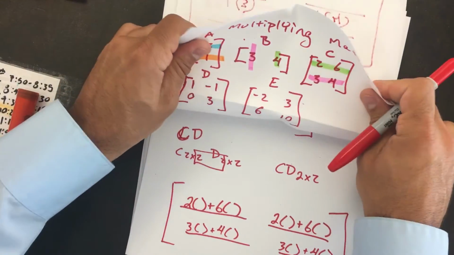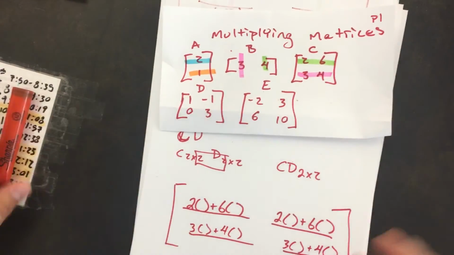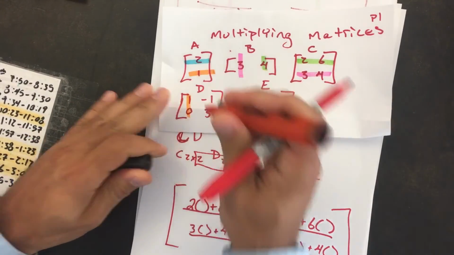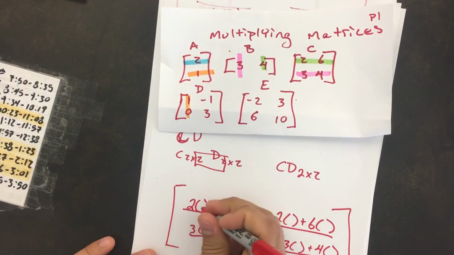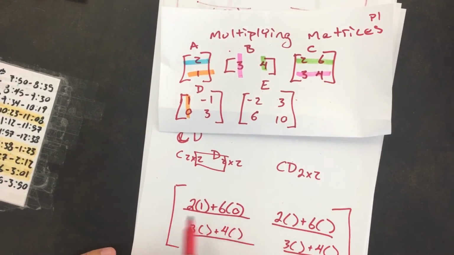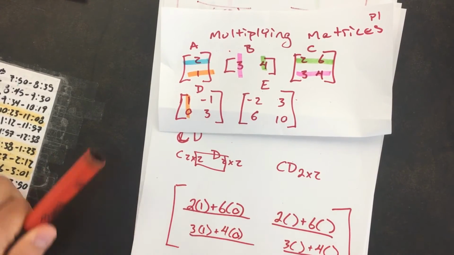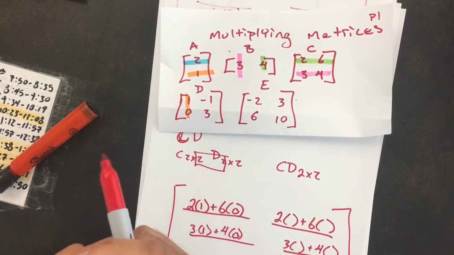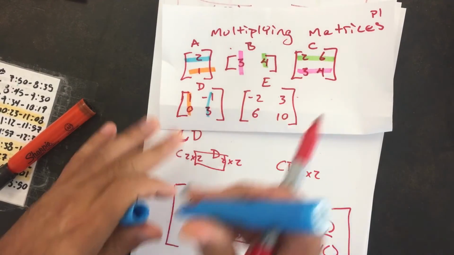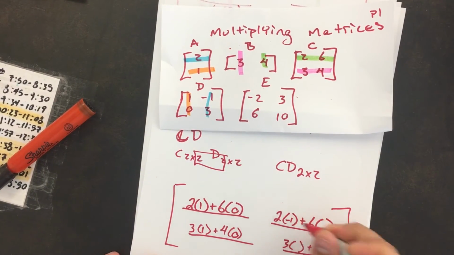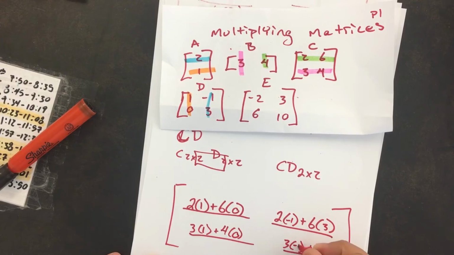Now I'm going to use the columns of D. The first column is 1, 0. So it's going to be 1, 0. Notice that these go across, not up and down. That's the most common mistake that I see. And it's going to be right here, 1, 0 as well. The second column is negative 1, 3. Negative 1, 3 is going to go here and here as well.